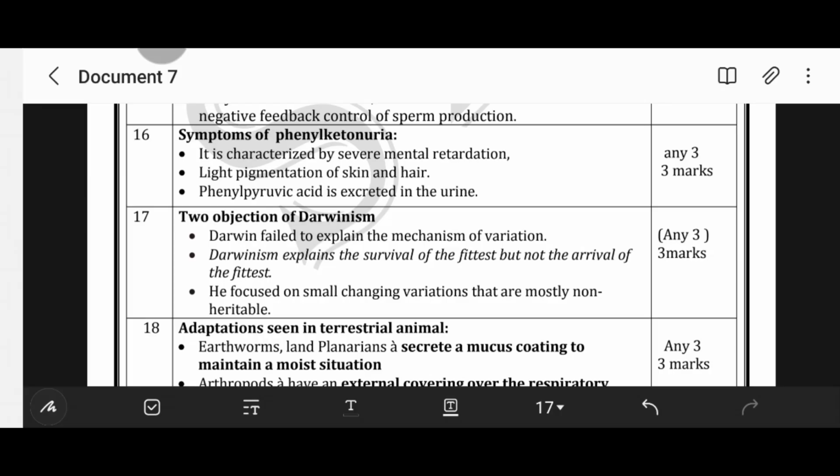How to change the behavior or change the beak shape, it can't explain. Likewise, Darwin explains only the survival, not the arrival. He focused on small variations that are mostly non-heritable. So small changes are non-heritable.